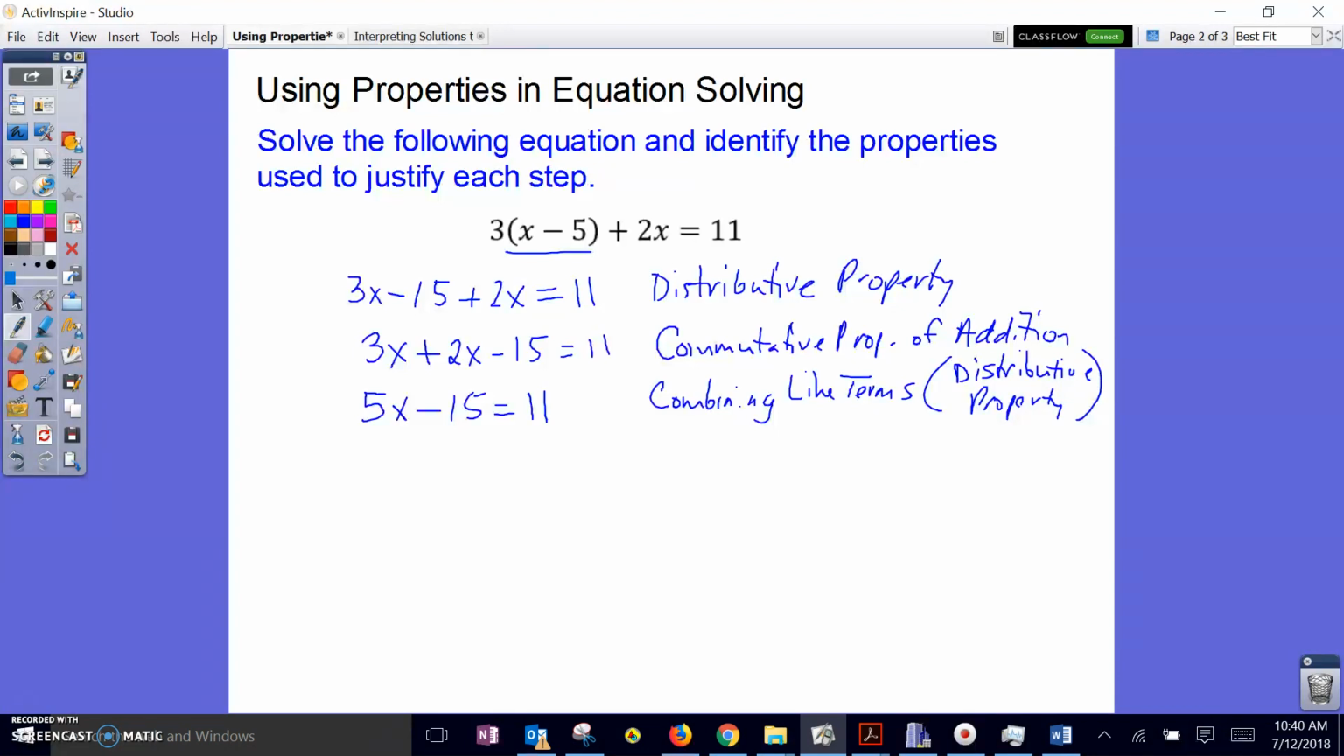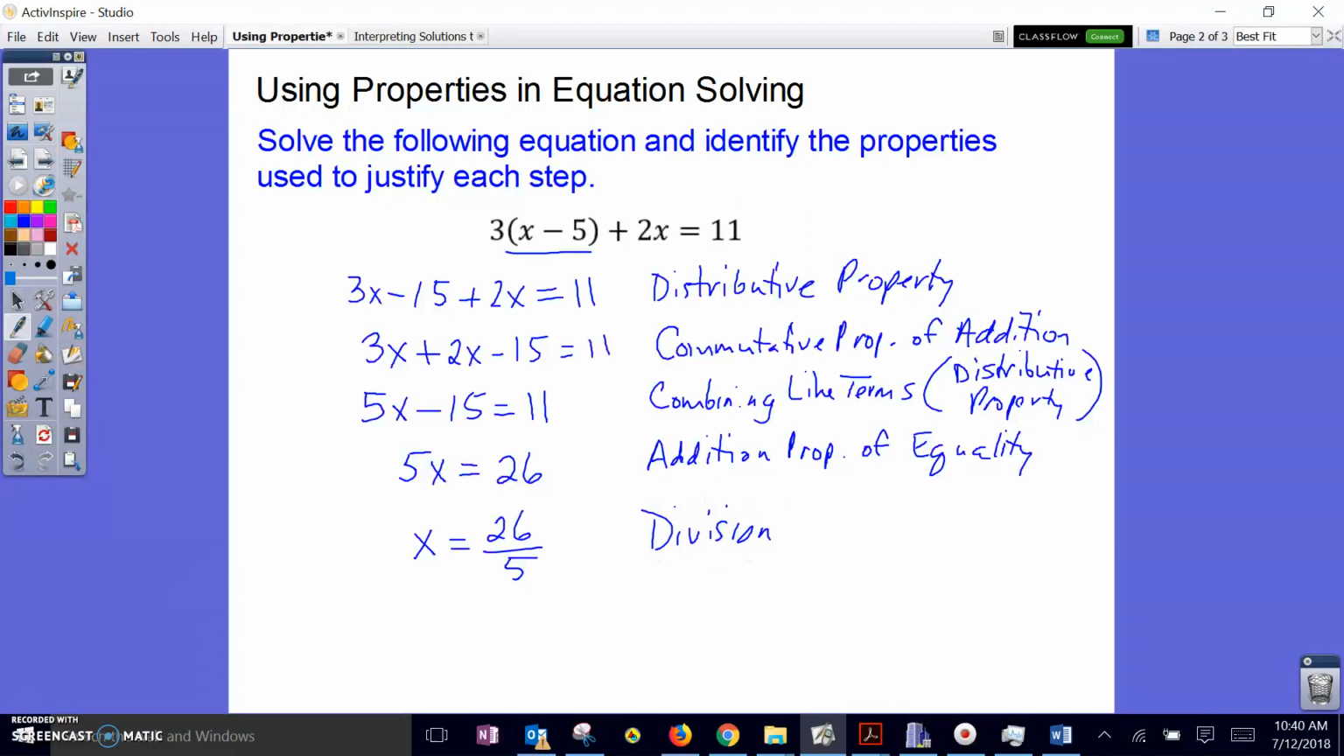And then the next thing we need to do to solve for x, we're going to add 15 to both sides. When we add the same thing to both sides, that's the addition property of equality. And then the last thing I'm going to do is divide both sides by 5 to get x by itself. When I divide both sides by the same thing, that's my division property of equality.